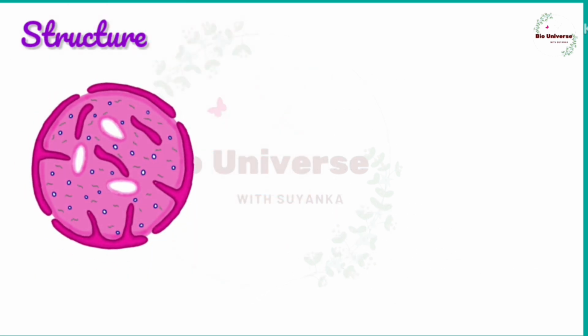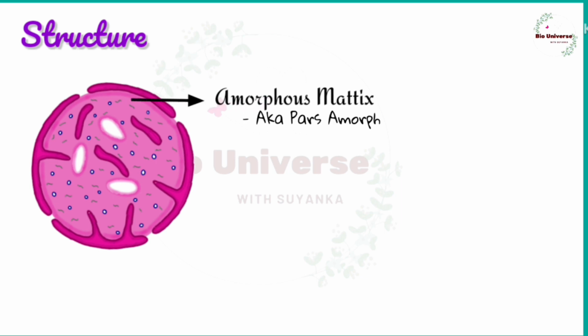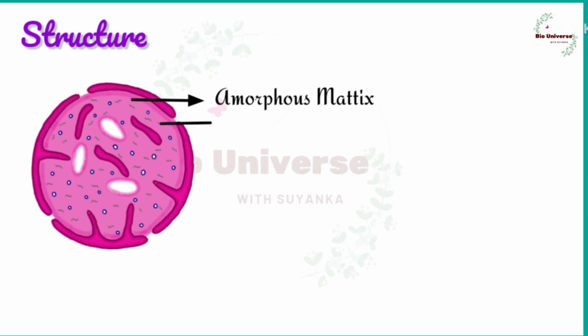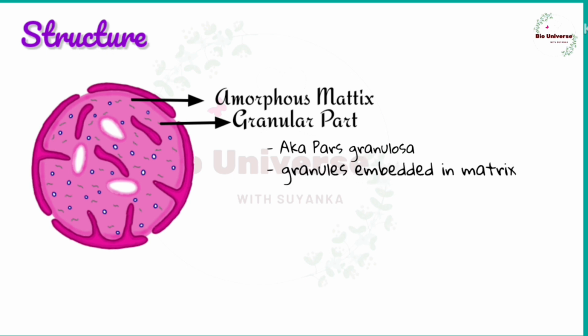Structure of nucleolus. Nucleolus has 4 parts: amorphous matrix, granular part, fibrillar part, and chromatin part. Amorphous matrix, also known as pars amorpha. It represents the ground substance or matrix of nucleolus. The matrix is made up of colloidal complex formed of proteins. Granular part, also known as pars granulosa. A number of granules are embedded in the amorphous matrix. Granules are made up of protein and RNA in the ratio of 2:1.